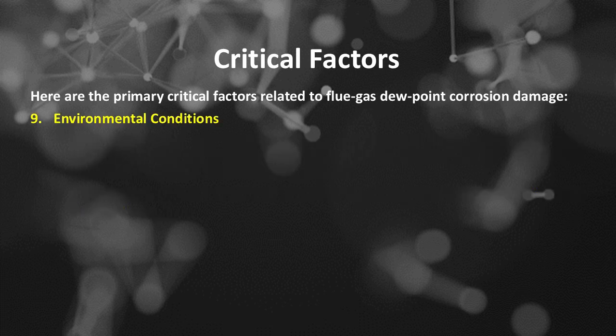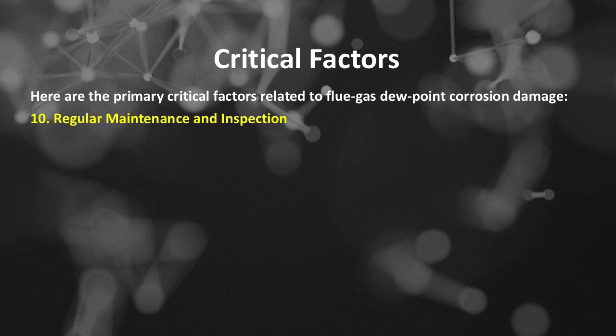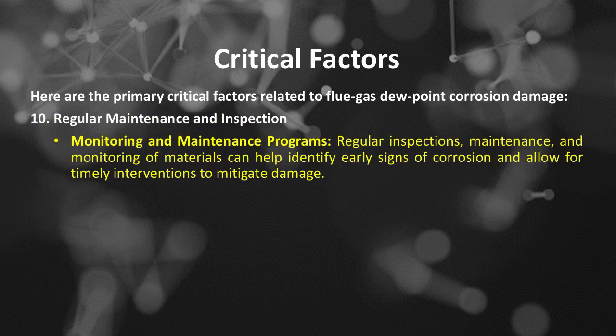Number 9 is environmental conditions. Ambient temperature and conditions, external environmental factors, such as temperature and humidity in the surrounding area, can also influence the internal conditions of flue gas systems, affecting dew point and condensation. Number 10 is regular maintenance and inspection. Monitoring and maintenance programs, regular inspections, maintenance, and monitoring of materials can help identify early signs of corrosion and allow for timely interventions to mitigate damage.